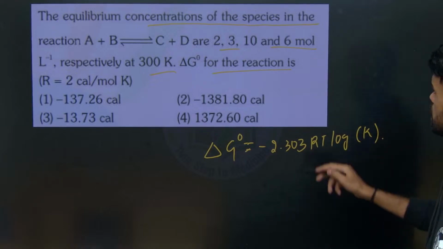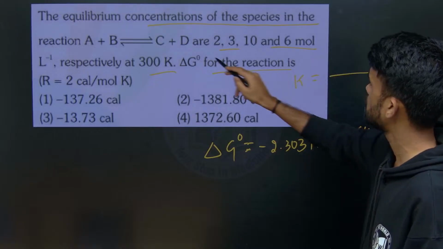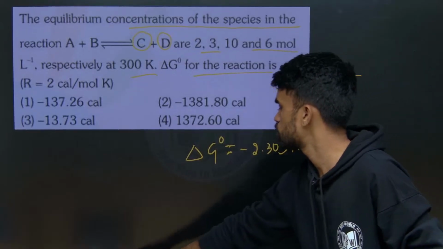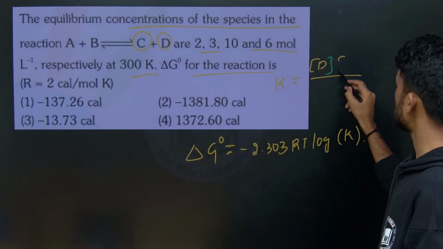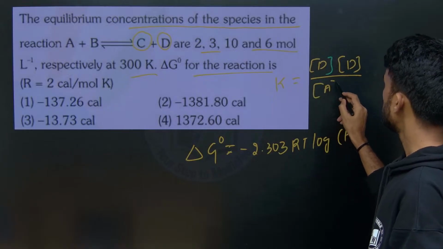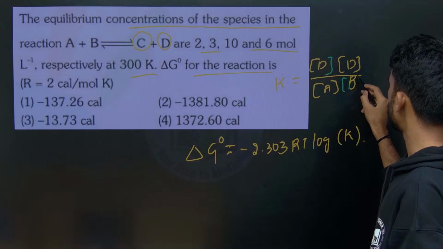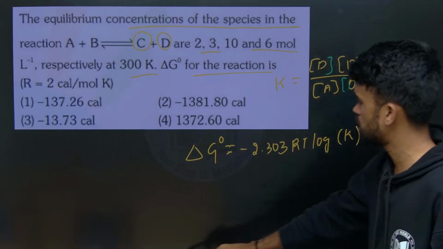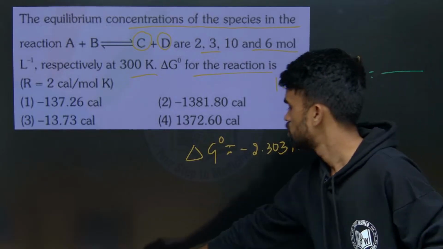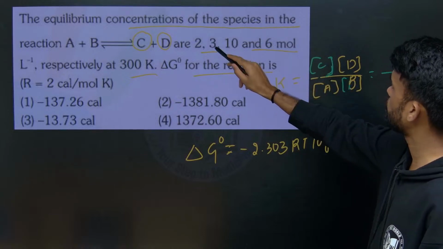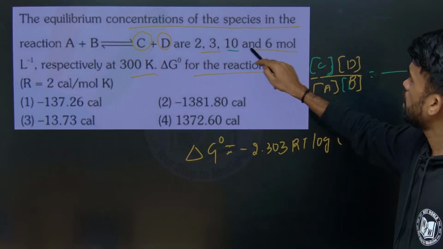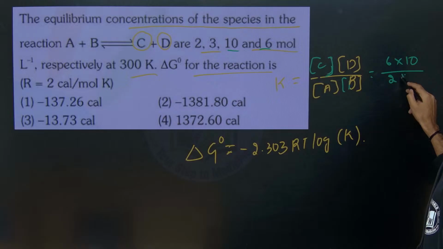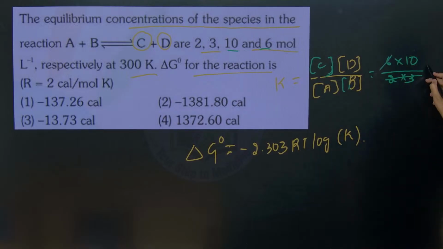So in this, what is K here? K means equilibrium constant, we have to take it as concentration of products by concentration of reactants. So it means concentration of C into concentration of D by concentration of A into concentration of B at equilibrium. So at equilibrium they mentioned the C concentration and D concentration. C concentration is given as 10 and 6 into 10, and in the denominator A and B is 2 into 3. So 2 into 3 is 6, this 6 cancels. So K value is 10.